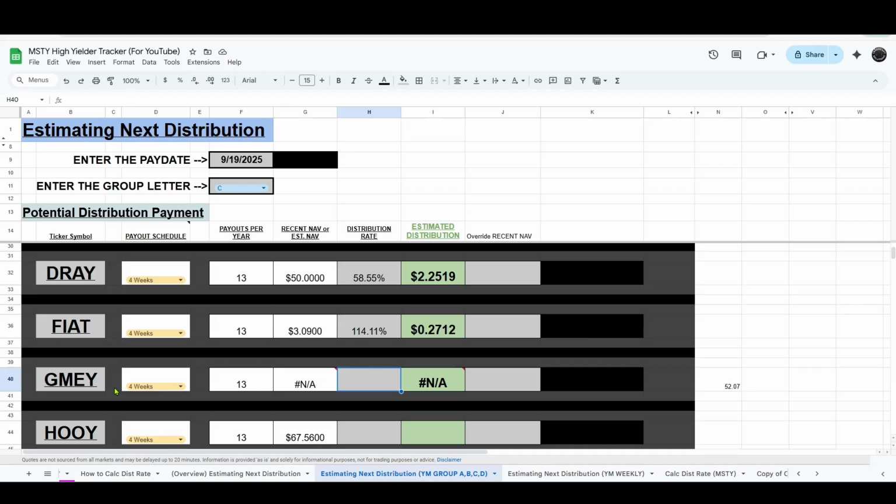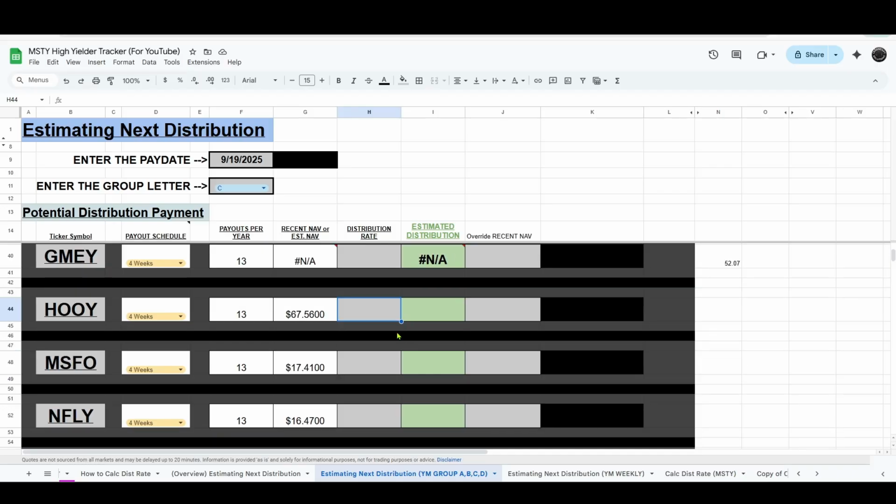And now we're coming to GMEY. Now this one here is not showing that price because Google Sheets is not recognizing that ticker symbol yet. It is just still too new. Now, of course, GMEY will not announce their distribution until October 15th. So this one here will not be announcing this week. It will be on the next rotation. So for that one, we'll just skip it as it was not going to pay out this week anyway.